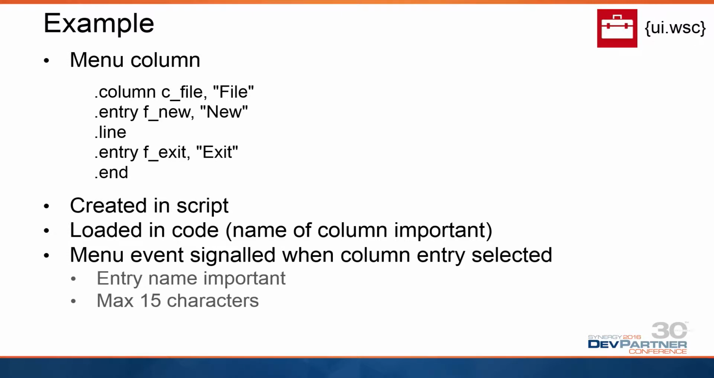You can define in your script file the menu columns, multiple ones, and the entries within those with lines and spaces. Not that you ever use spaces anymore. That was an old cell-based thing. And the entries. The entry's got a name, f_new, f_exit, and it's obviously the name that's very important. That's the 15 character limit, and that's what your program recognizes. So when the user hits that entry in the menu column, it's your code that recognizes f_new and f_exit. Obviously uppercased as well.